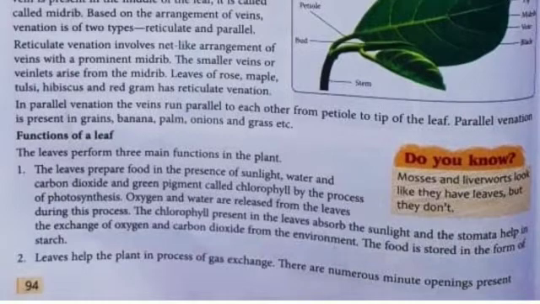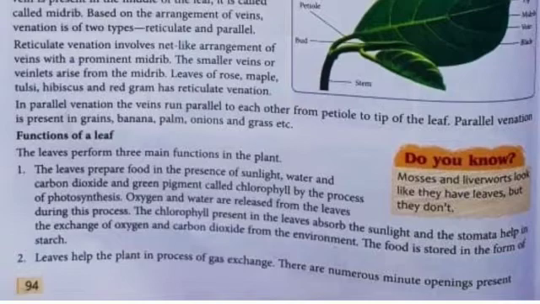The leaves prepare food, the most important function of the leaf. They prepare food in the presence of sunlight, water and carbon dioxide inside the green pigment called chlorophyll by the process of photosynthesis. Okay, and oxygen and water are released from the leaves. It means sunlight is taken inside the chlorophyll, carbon dioxide and water are required, and oxygen and water are again released from the leaves.